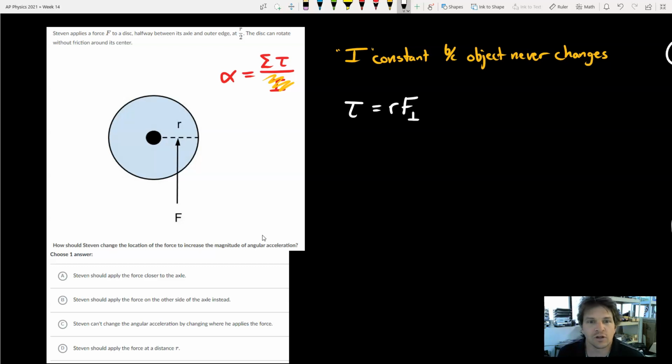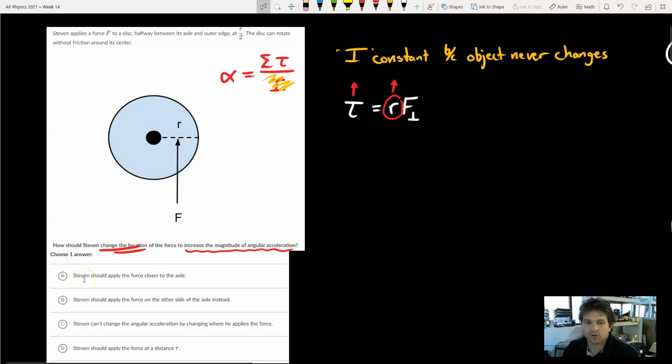If I wanted to increase the torque so that I could increase the angular acceleration, I could do two things. I could increase the radius, the distance that that force is being applied, or I could actually just increase the force. But in this problem, it says, how should Steve change the location? So I can't change the magnitude of the force. I can only change where it's at. So if I want the torque to get bigger, I need to change the radius. I need to make the radius bigger so that that gets bigger.